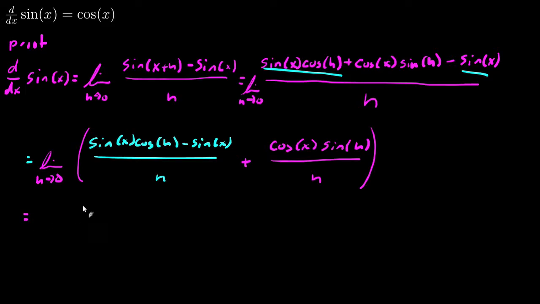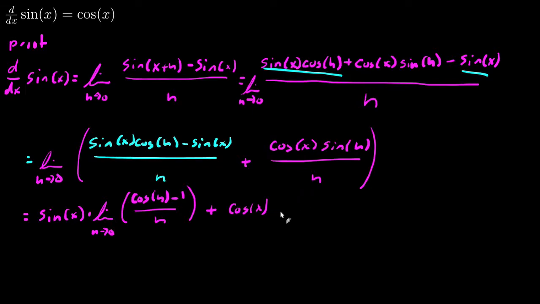And what I can do is this. I can factor this sine of x all the way out. So sine of x, and what's left in this term is going to be the limit as h approaches 0 of cosine h minus 1 over h. Plus, I can factor out the cosine x here, and I'm left with the limit as h approaches 0 of sine h over h.